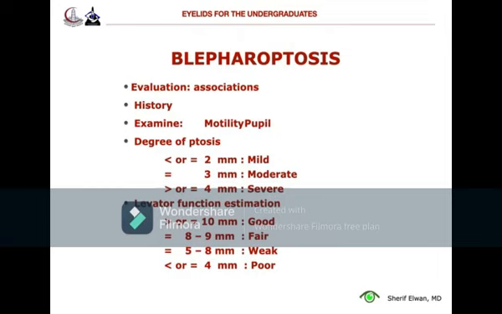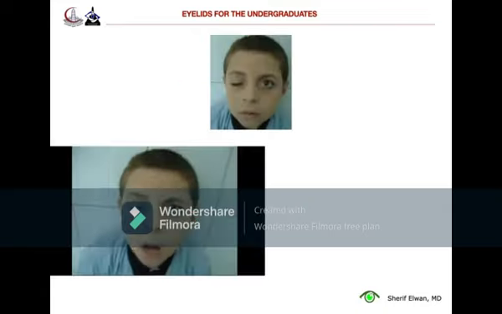assessed through the 2-3-4 rule. 2 millimeters or less is mild ptosis, 3 millimeters is moderate, 4 millimeters or more is severe, and this is compared to the other lid. Now, levator function estimation is also important in defining the surgery that we have to do. We have good motility, we have fair, weak, and poor. We'll see how to assess this.